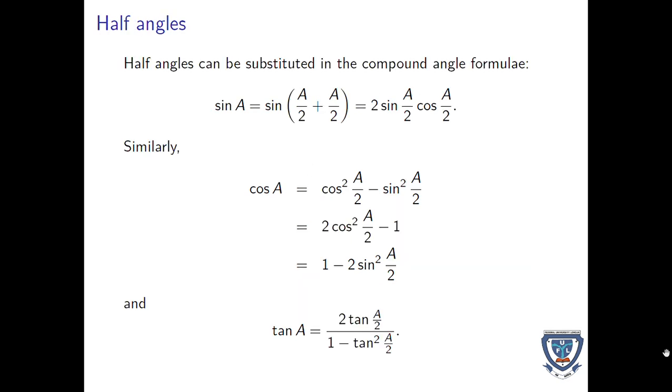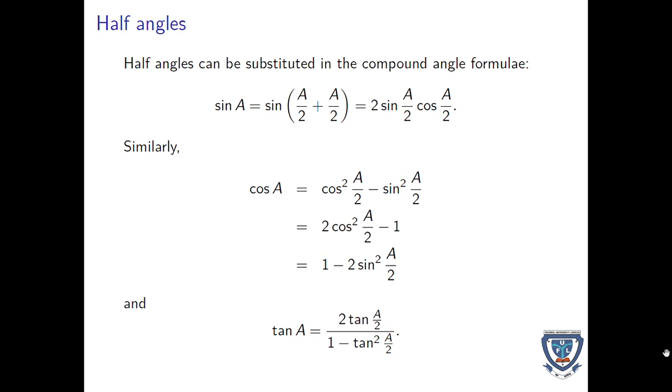Half angles. Half angles can be substituted in the compound angle formula. For example, sin A can be split into two half angles, A/2 plus A/2. So you now have that sin A will be sin(A/2 + A/2), and that will break down into 2 sin(A/2) cos(A/2). Similarly, the trig identity for cos A will be equal to 1 minus 2 sin²(A/2). And for tan A, you're going to have 2 tan(A/2) all over 1 minus tan²(A/2).